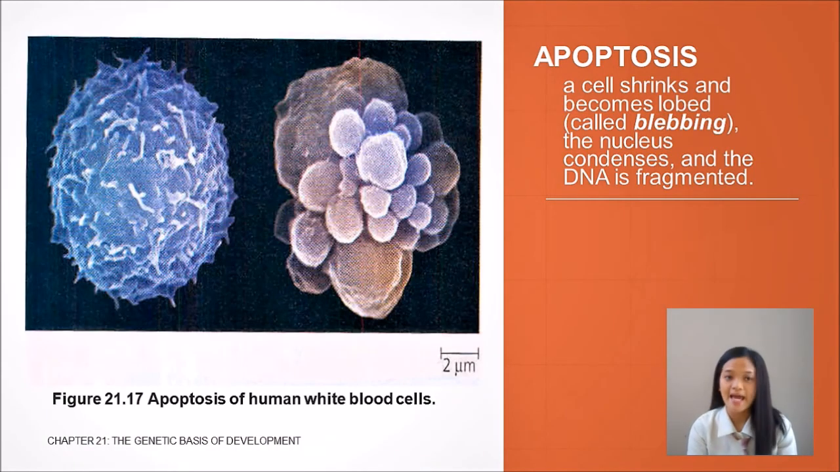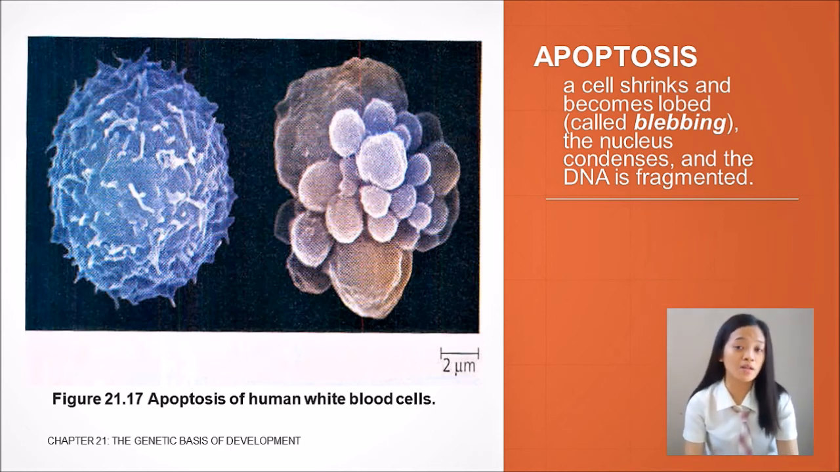During apoptosis, a cell shrinks and becomes lobed, called blebbing. The nucleus condenses and the DNA is fragmented. In the figure, A is a normal white blood cell, while B is a cell undergoing apoptosis, and as you can see, it's shrinking and forming blebs, which eventually break up as the cell membrane is fragmented.